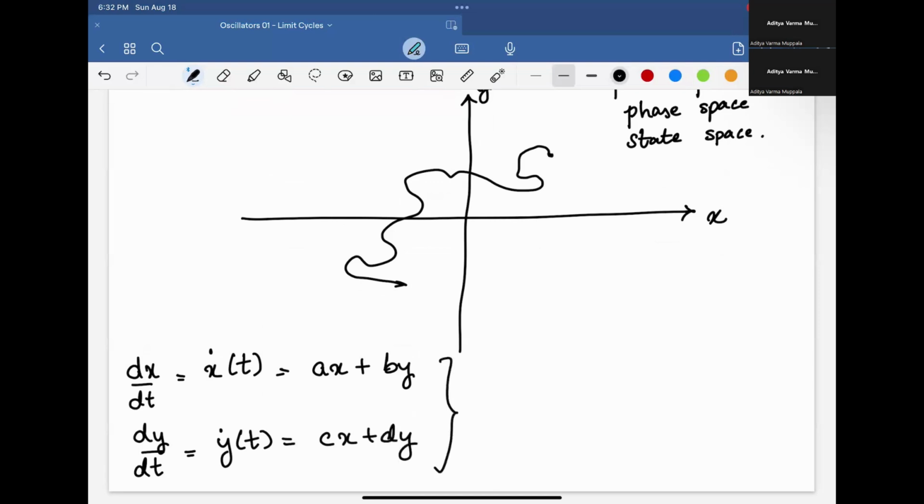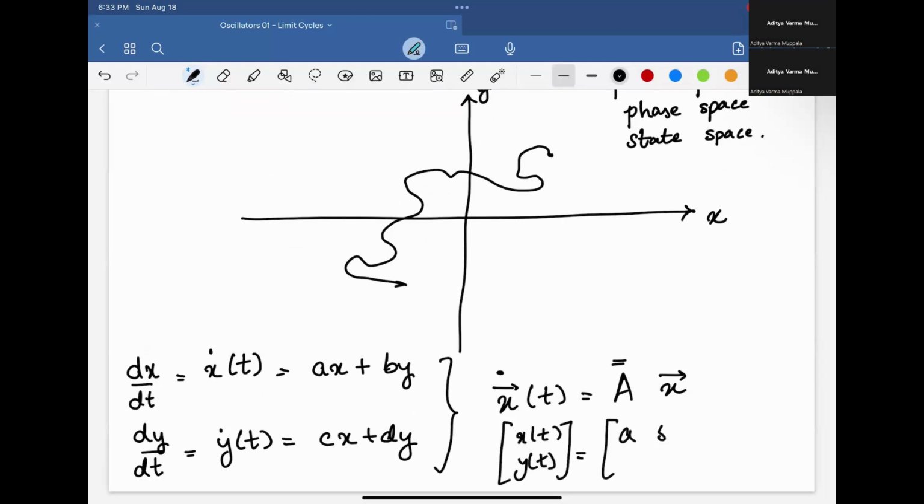So if you're familiar with this, you can also write this in vector notation, right? So I can write x vector dot is equal to some matrix times the x vector, right? So this is the same thing as writing, for example, x dot of t, y dot of t is equal to the matrix a, b, c, d times x of t, y of t.